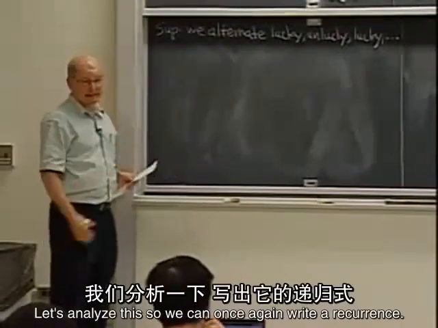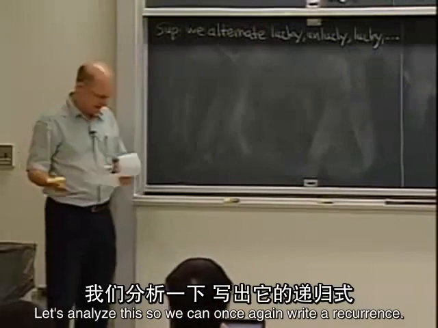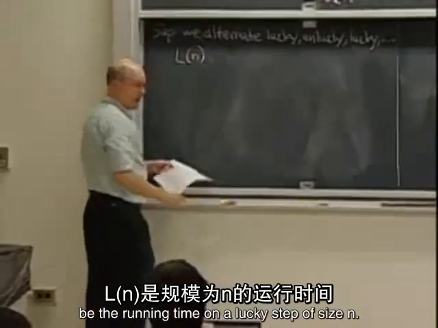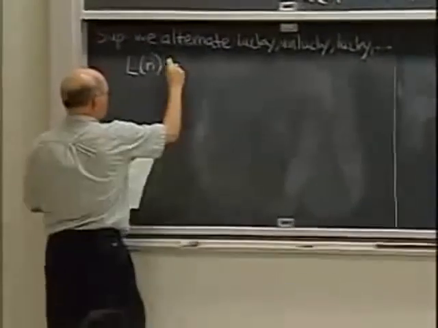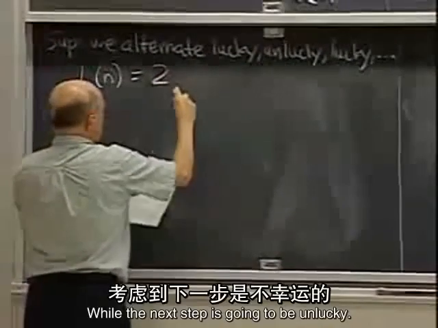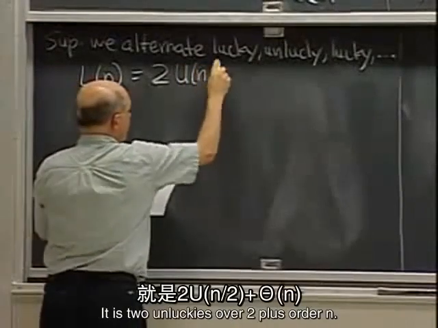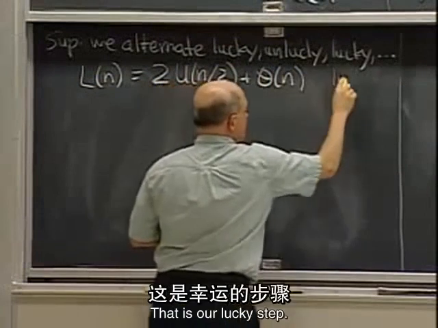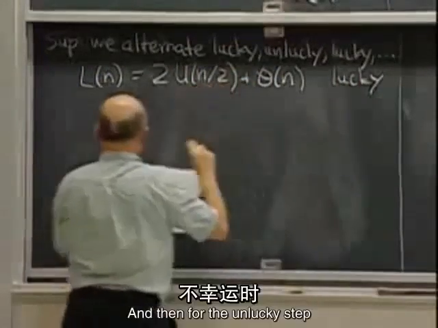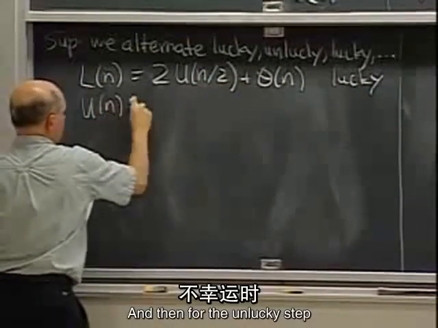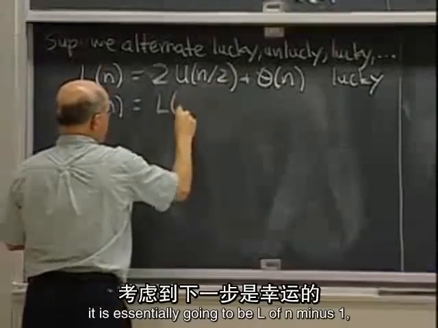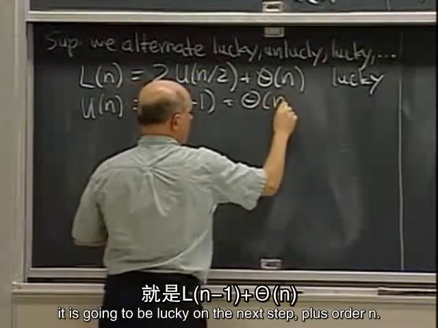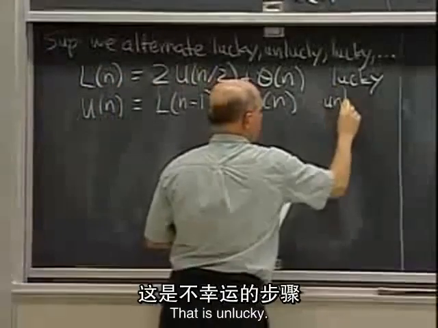Okay, so let's analyze this. So we can once again write a recurrence. On the lucky step, we'll have L of n be the running time on a lucky step of size n. And that's going to be twice, well, the next step is going to be unlucky. So it's 2 U of n over 2, plus order n. So that's our lucky step. And then for the unlucky step, that is essentially going to be L of n minus 1. It's going to be lucky on the next step, plus order n. So that's unlucky.